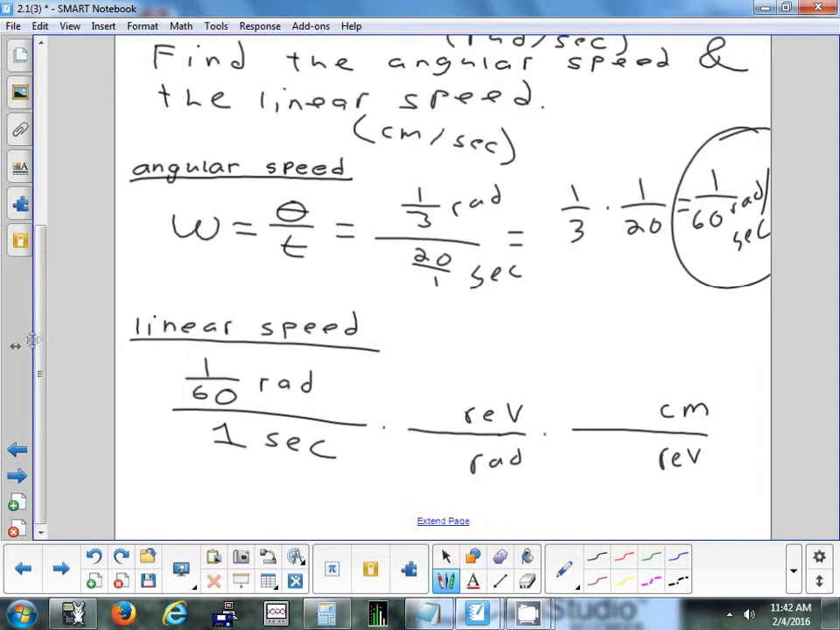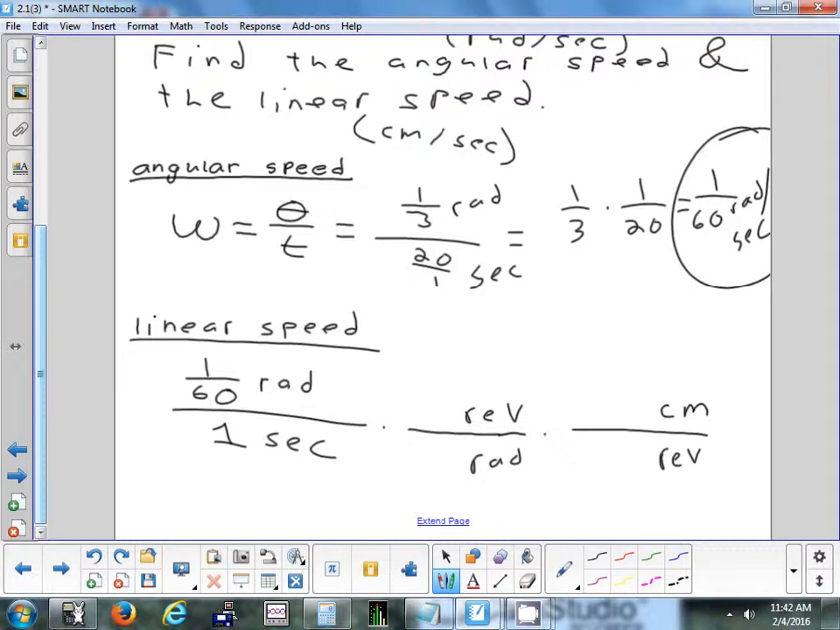All right, so any questions on the first part? How we figured out the angular speed. We just took 1/3 of a radian. That was our theta. Our time was 20. We just did 1/3 divided by 20. That's 1/60th. So that's our starting point. We're traveling 1/60th of a radian per second.